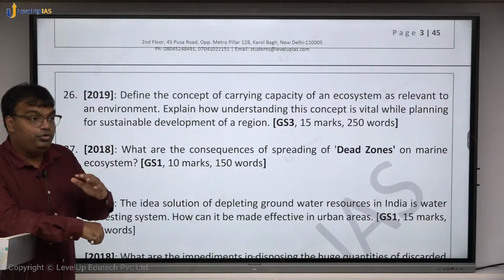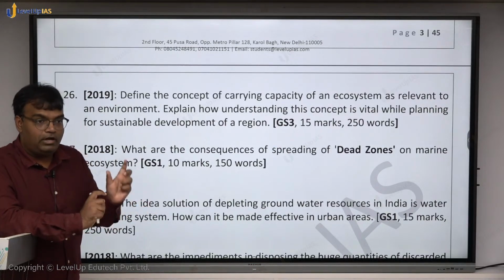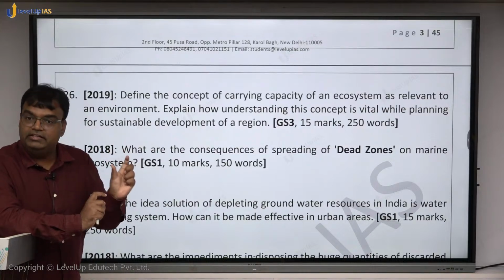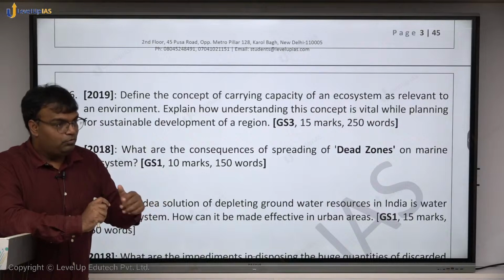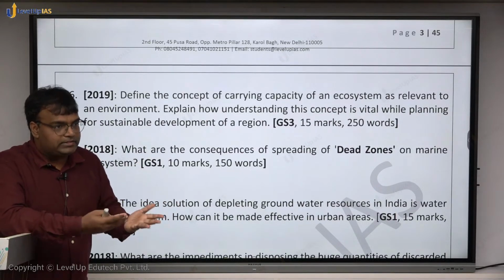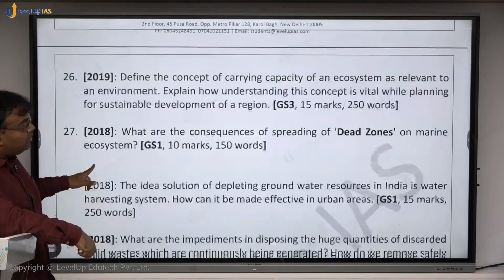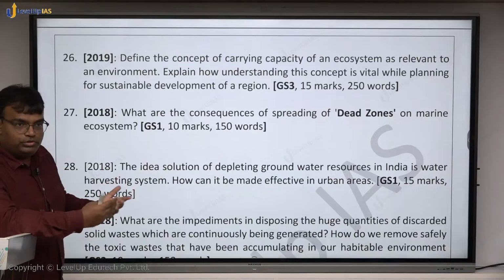So, when you are doing environmental impact assessment, when there you are planning for sustainable development, how understanding the carrying capacity is crucial. Because beyond that, if you will pollute the environment, it will be harmful, it will not remain sustainable. What are the consequences of spreading of dead zones on marine ecosystem? Again, water pollution से related question आ गया.